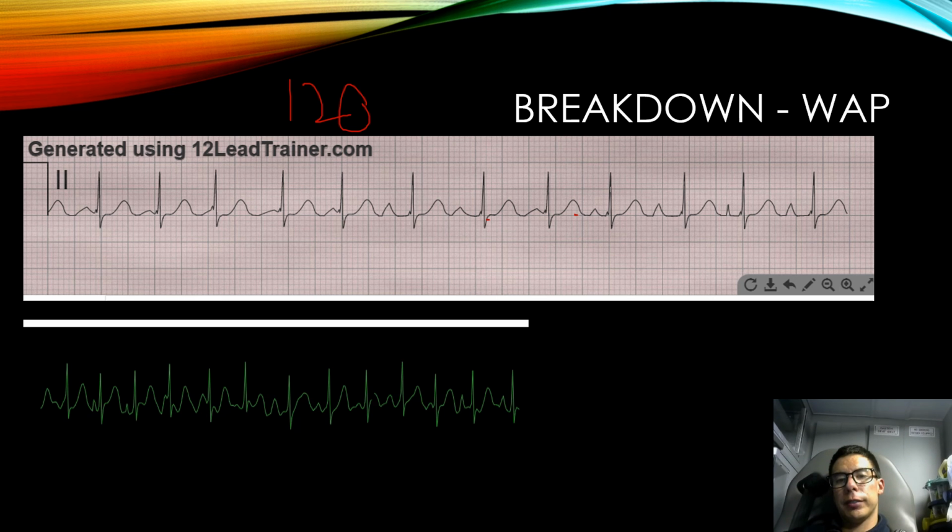So yeah, we have a varying PR interval. QRS looks good, and that shouldn't really be affected at all. So yeah, it's about 0.08 seconds, so it's normal. So now we can name the rhythm, and I would call this wandering atrial pacemaker.